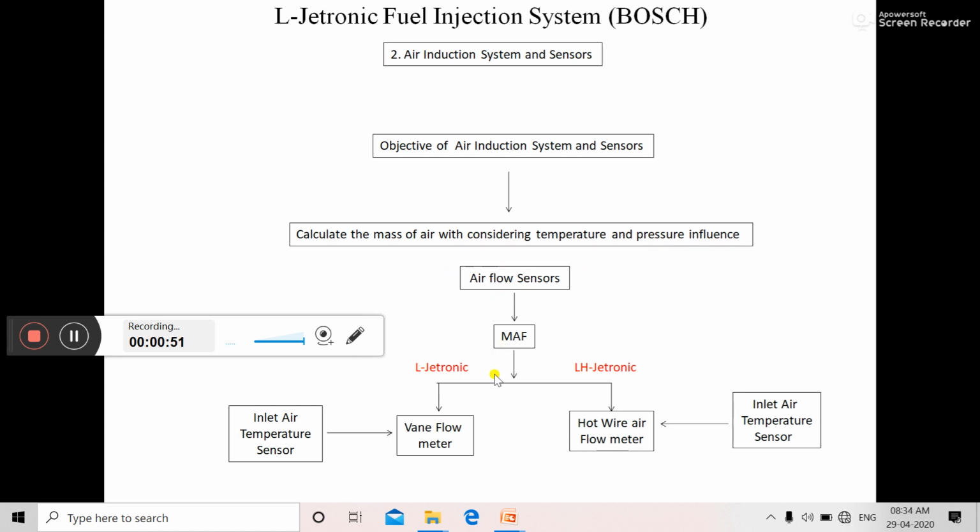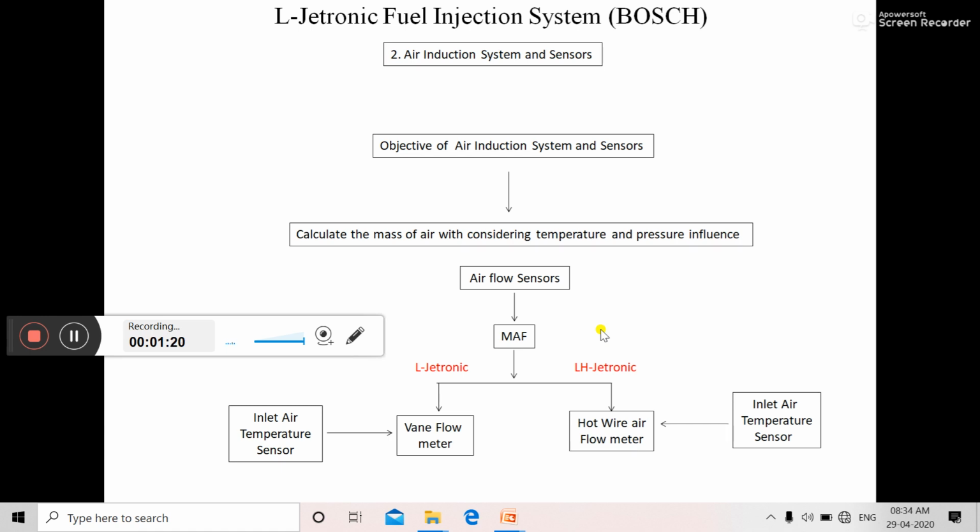There are basically two types of devices used in the Jetronic system or MPFI system: the MAF sensor, that is the mass airflow sensor, and the MAP sensor, that is the manifold absolute pressure sensor. But in the case of L-Jetronic, instead of MAP, that is pressure based, we are using a flow based sensor in order to calculate the air quantity.